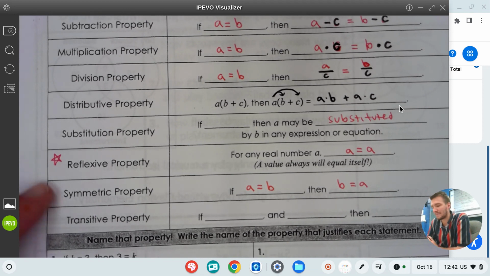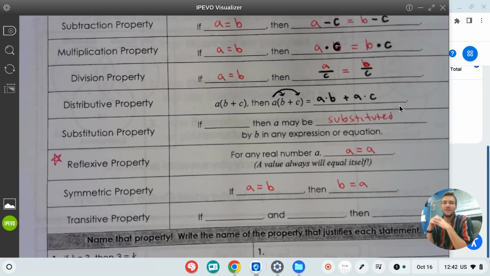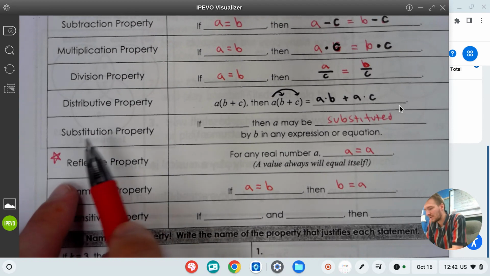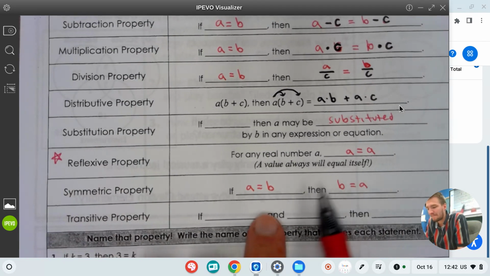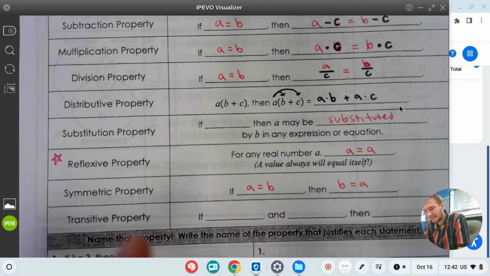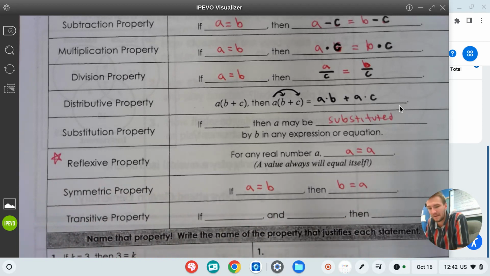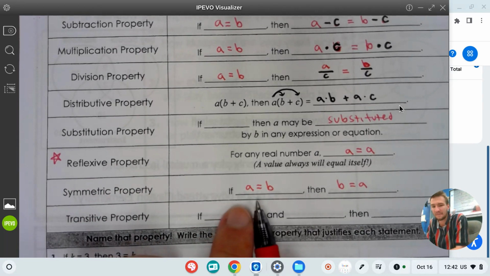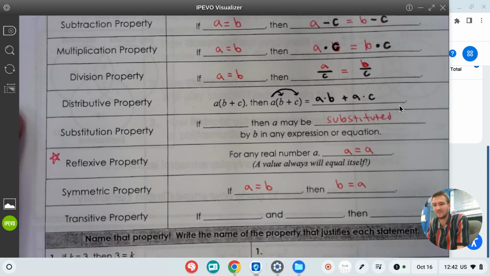A lot of times people get really confused about which one's reflexive and which is symmetric. Symmetric, these things are symmetrical. As far as reflexive, the best thing I can tell you is you're reflecting a mirror of A looking at A. Down here with A and B, they're switching places, so it's a little different.